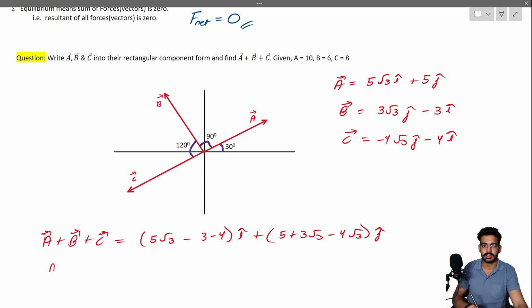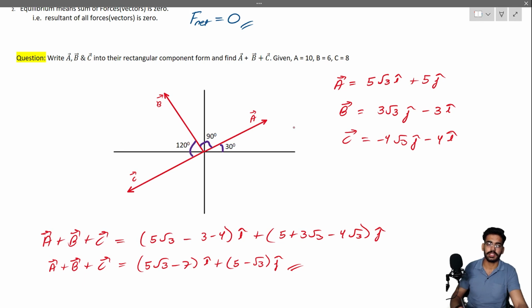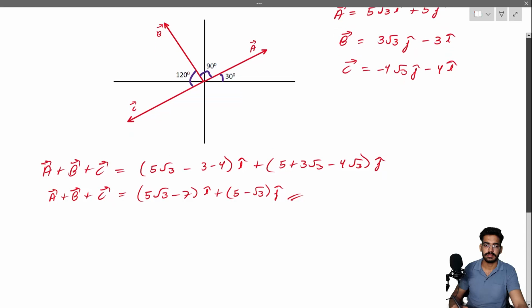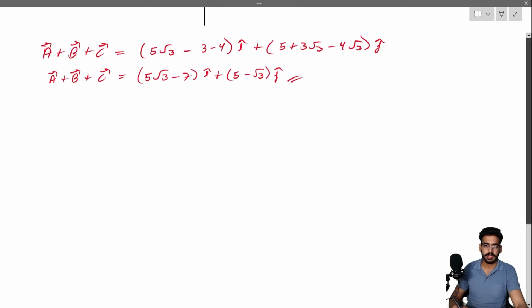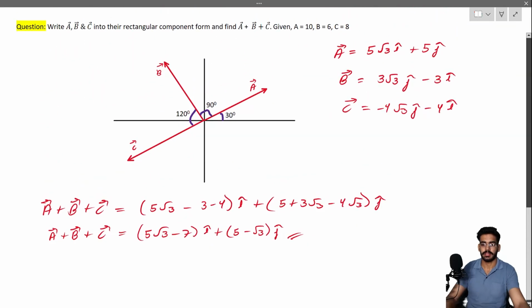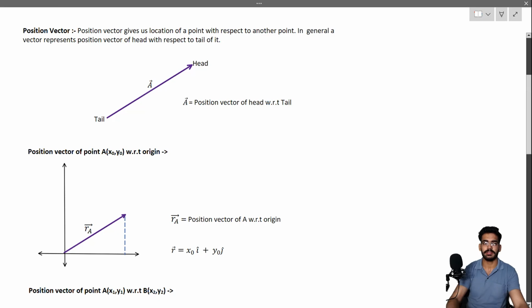That is going to be a vector plus b vector plus c vector equals 5 root 3 minus 7 i cap plus 5 minus root 3 j cap. This is your final vector. I hope this is clear. Component form we have already resolved, so you can resolve this thing. Now, fine. The next part we have is position vector.